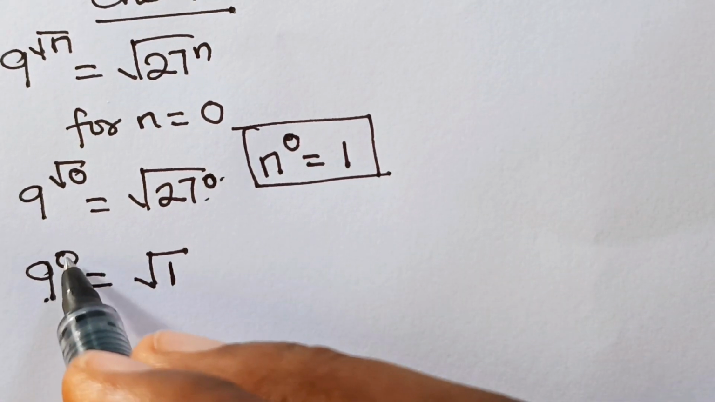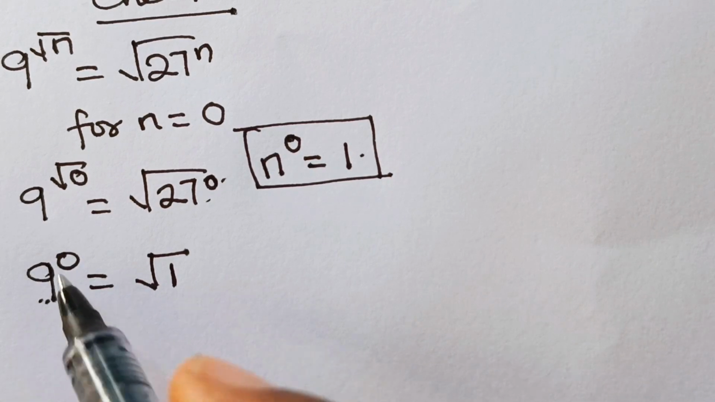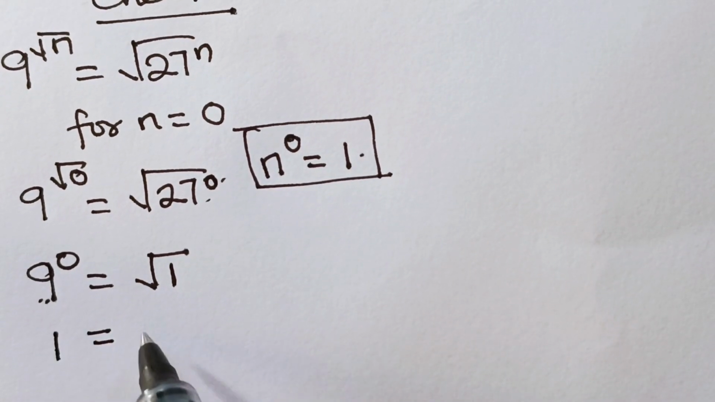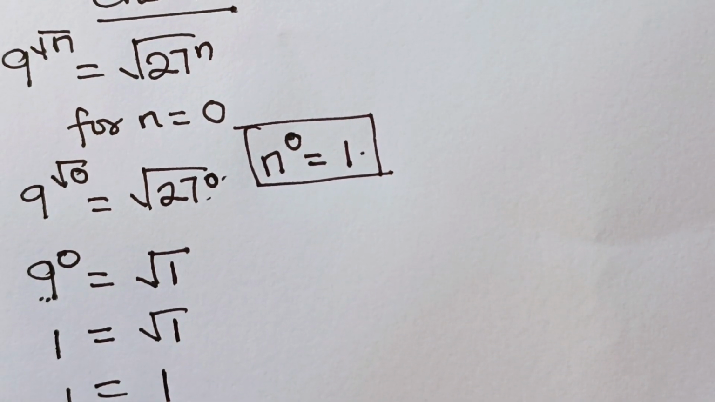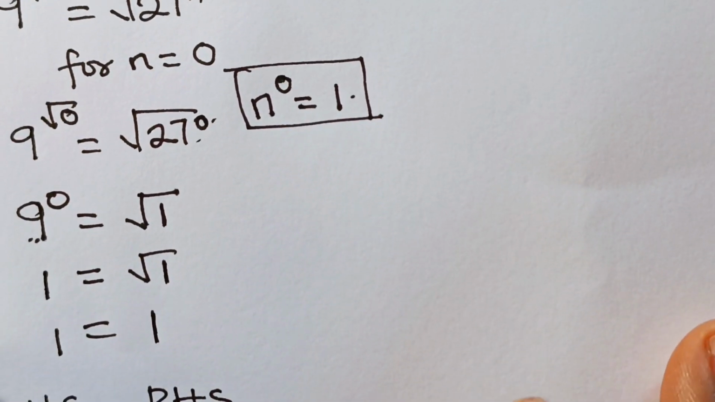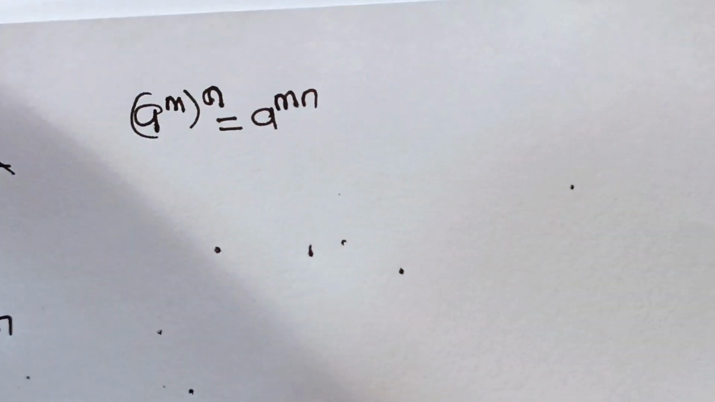Now 9 to the power of 0, since n to the power of 0 is equal to 1, therefore 9 to the power of 0 is also equal to 1, is equal to square root of 1. Now 1 is equal to 1. The left hand side is equal to the right hand side. So you can see that n is equal to 0 satisfies the equation. Now let us check the second example, the second solution that we got.